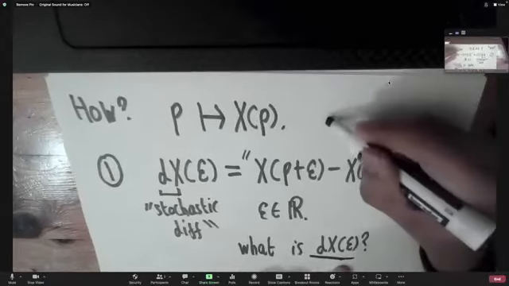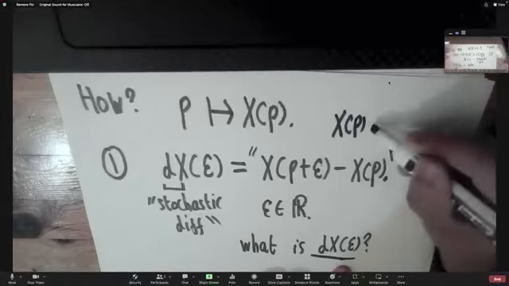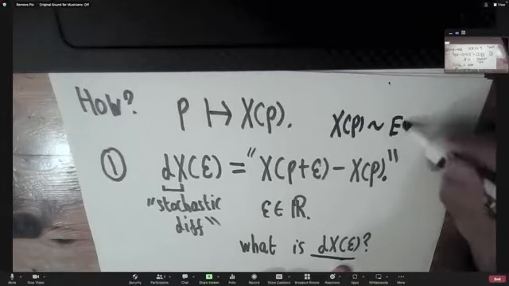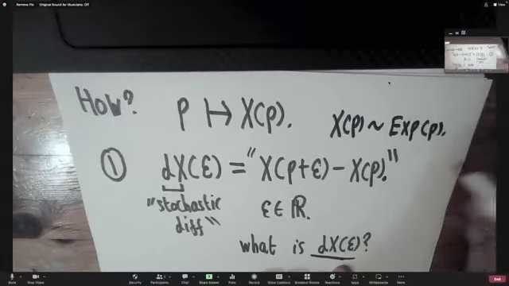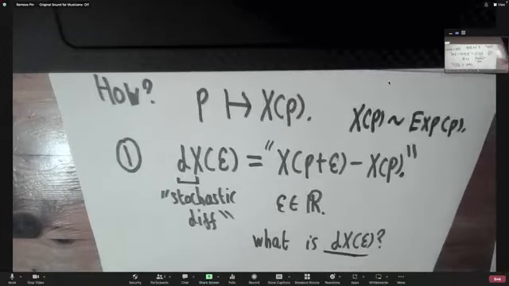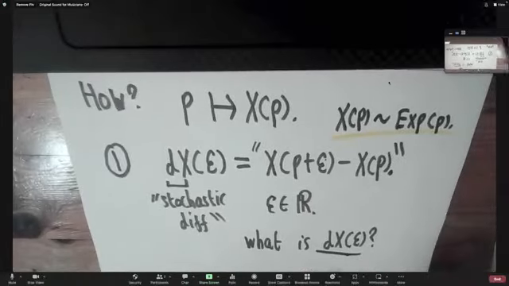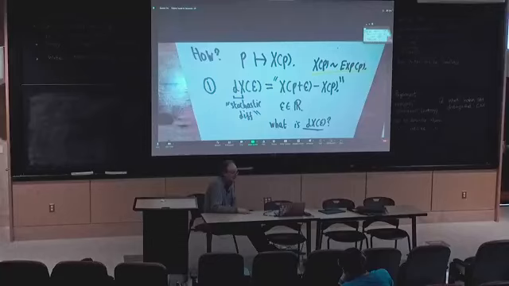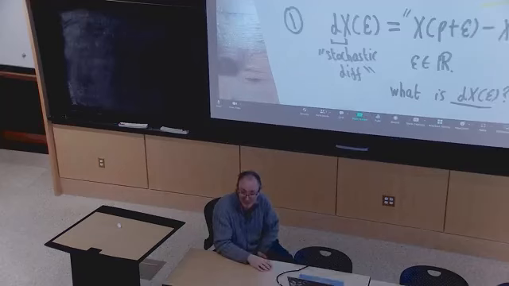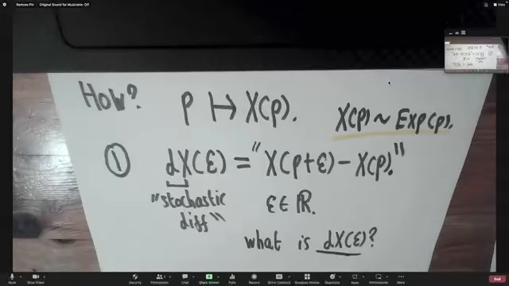Let's think of a concrete example. Let's think of the case where x of p is distributed as the exponential distribution with scale p. For this case, is it unambiguous what dx of epsilon is, or is it unclear? Is something missing from this definition? Someone asks: by change, do you mean a CDF change? I'm not really sure what you mean by subtracting random variables. So the question is, what is this minus? Yeah, that's a good question.